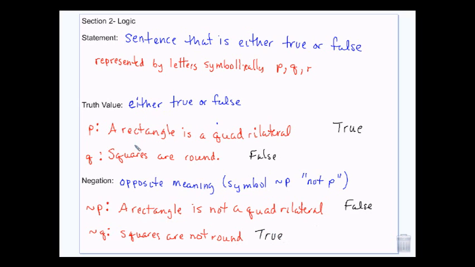So P and not P have opposite truth values. Q and not Q have opposite truth values, but the not can sometimes be true, just like the regular one can sometimes be false. So just because it has a not in front of it doesn't make it automatically false. Because in this case, squares are not round is true, because squares are round was false.